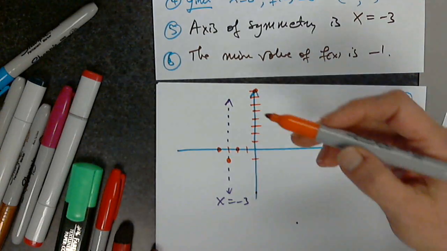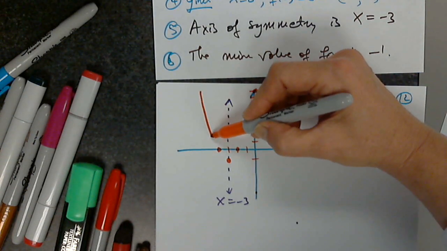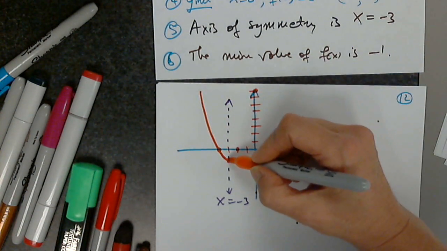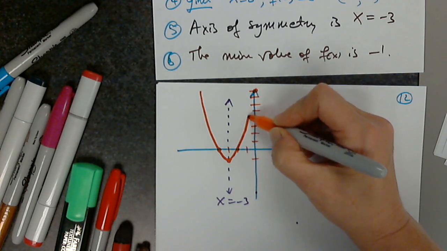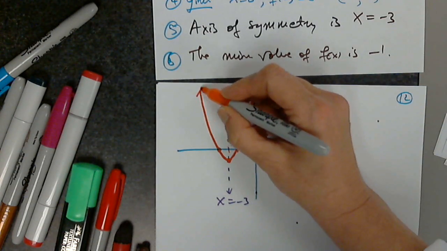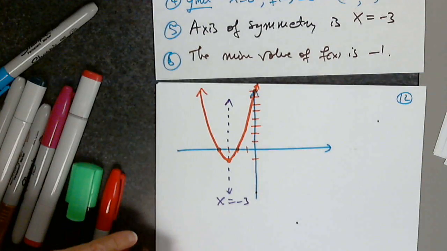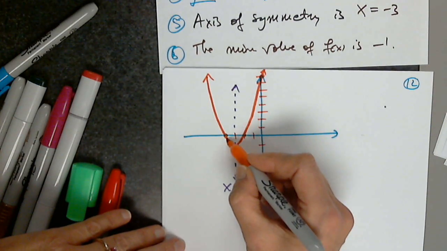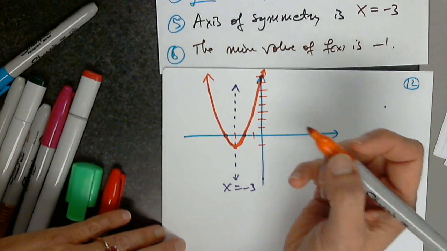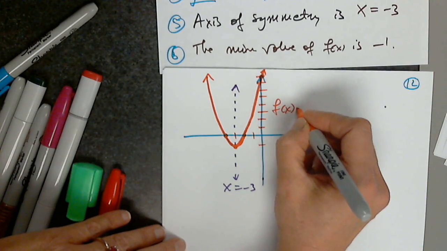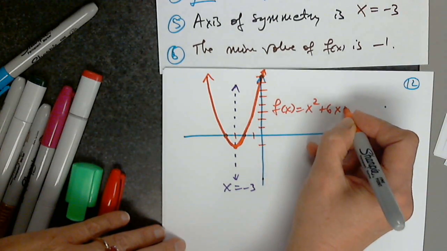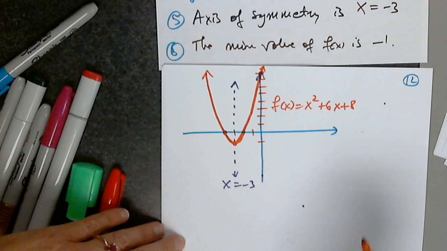Try to make it not too acute at the vertex, and as symmetric as possible. I'm not going to look with a magnifying glass. So this is f of x, which is x squared plus x plus 8.